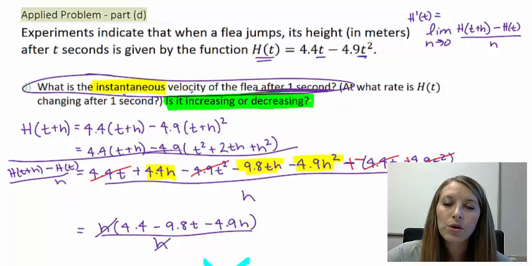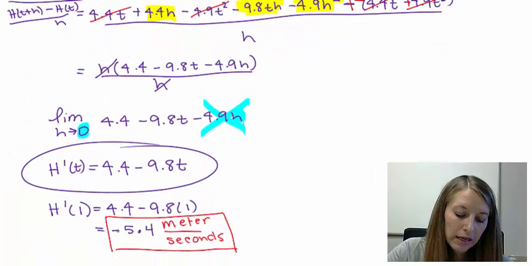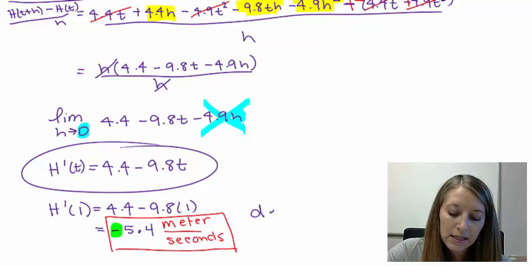All right, the second part of this question then is: is it increasing or decreasing? So is my rate or is my velocity increasing or decreasing? Okay, well, since our answer is negative, that tells us that our rate is decreasing at this time.